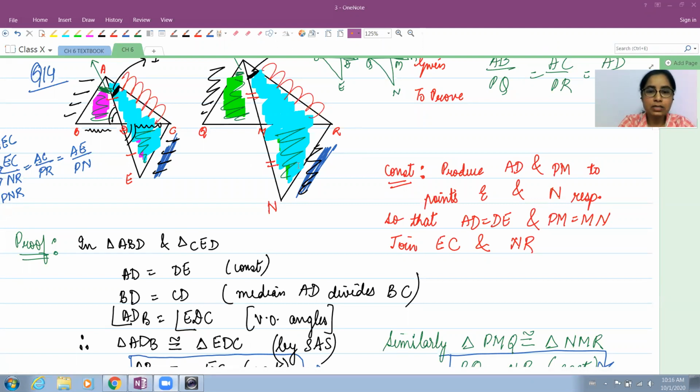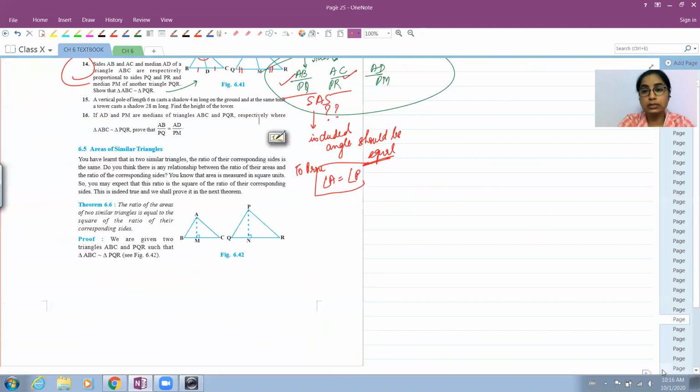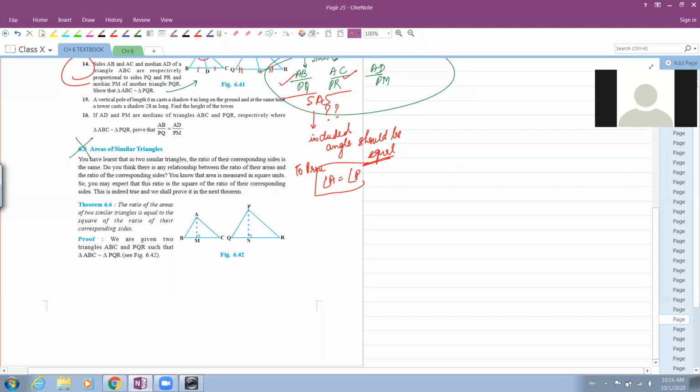Okay. So after this, the next part of your book is not in your syllabus, which says areas of similar triangles. Ma'am, this particular आपने extra class नहीं दी? Extra class beta I will take on Monday or Tuesday, not today. Tomorrow आपका regular जो period होता है मैंने वही लेना है, even if it's a holiday.